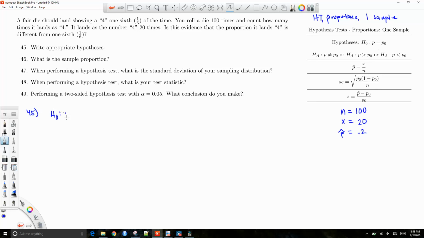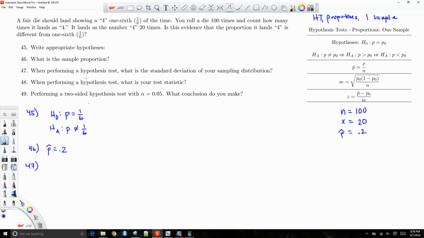Okay, so the hypotheses is always p equal to p0, our null hypothesis. So in this case, we want to know is p equal to, and in this case it should land 1/6 of the time. So you can just write p is equal to 1/6. That's fine. You can turn it into a decimal, but decimals and fractions are essentially the same thing. They're just numbers, right? And then the alternative is, is it different from 1/6? So here we would write, is p different from 1/6? The sample proportion, p hat, that's 0.2.